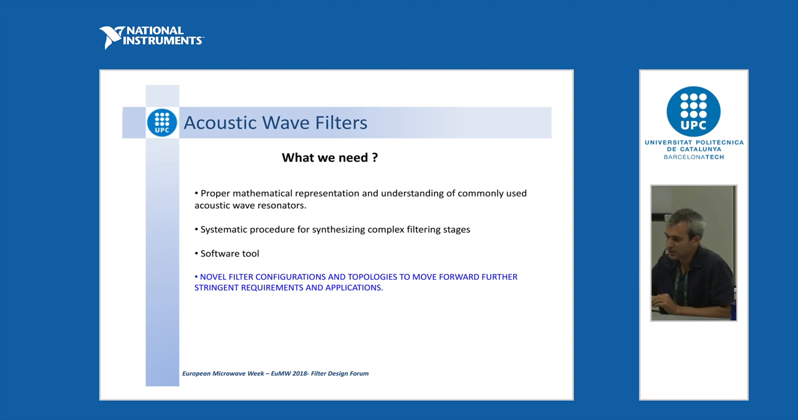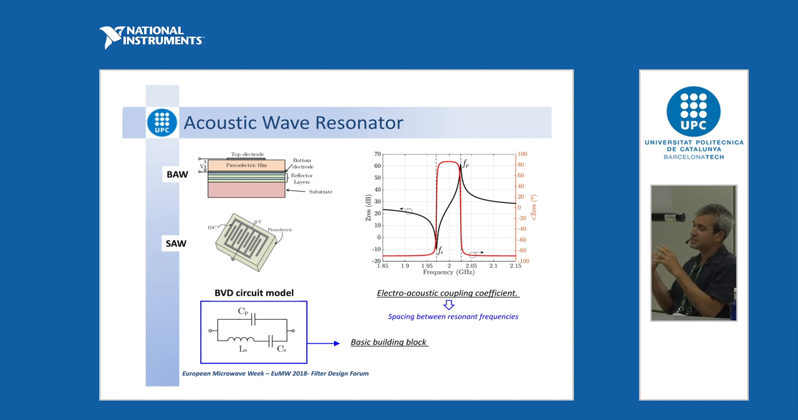Just very, very small. If we look at the response of that resonator, we will see that the impedance has a frequency where it is minimum, and a frequency where it is maximum. And we can already see that this is different from what we have in conventional resonators, right? Essentially, these two resonant frequencies are defined by a parameter that we call the electroacoustic coupling, which defines the spacing between these two frequencies. We will see later in the presentation that the actual response of the filters strongly depends on this electroacoustic coupling coefficient. And at the same time, this coefficient depends a lot on the materials.